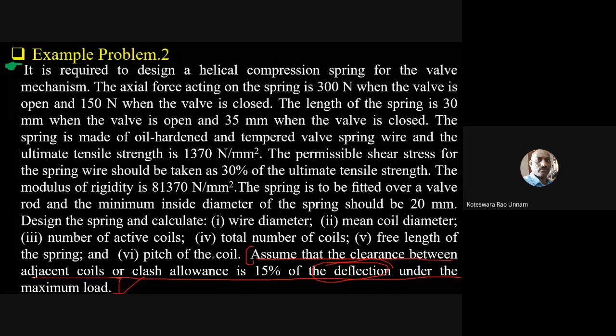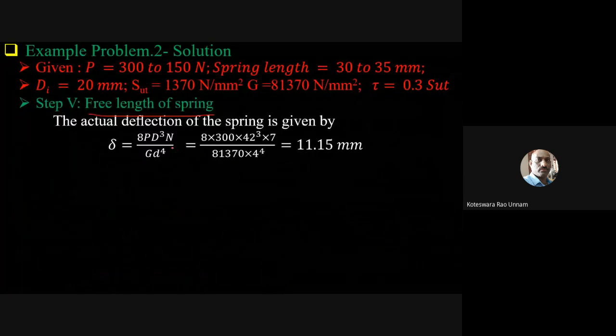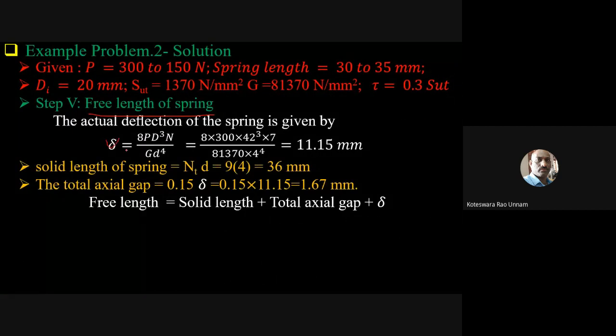Don't assume the gap between the two coils and then multiply by number of coils minus 1 to get the total gap. You cannot use that one, which is what we did in the previous problem, because here he has clearly stated that you need to assume the clash allowance as 15% of deflection under the maximum load. So in order to calculate this clash allowance, first you should know the deflection of the spring under maximum load. For that, we know the formula for delta. We'll use the same delta formula to compute the maximum deflection.